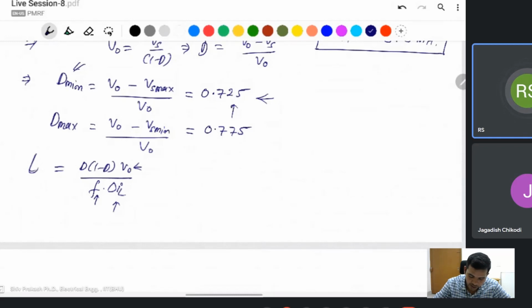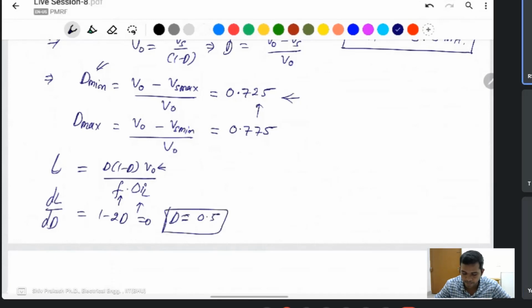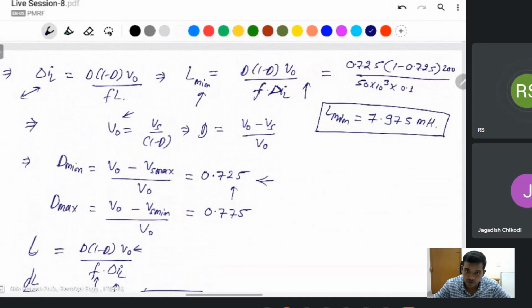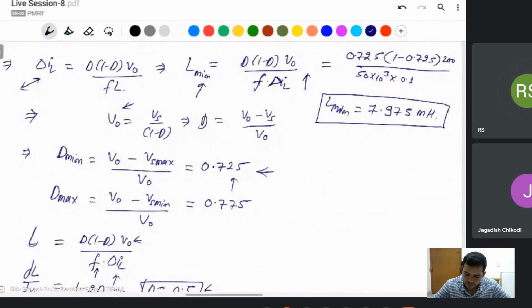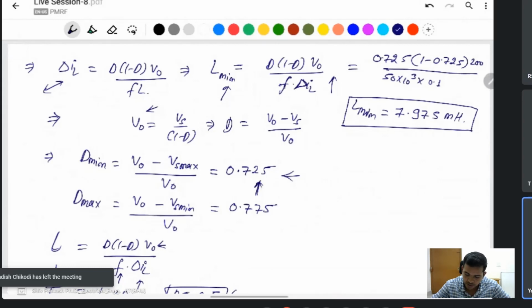If you take L minimum, you can differentiate this with respect to D. Then you find 1 minus 2D is equal to 0, so D is equal to 0.5. This is the value of D at which it becomes minimum. But you can't take a duty of 0.5, because then the output voltage will not be 200 volt, which is what you want. That's why take the minimum duty ratio, this one, and find the minimum inductance.